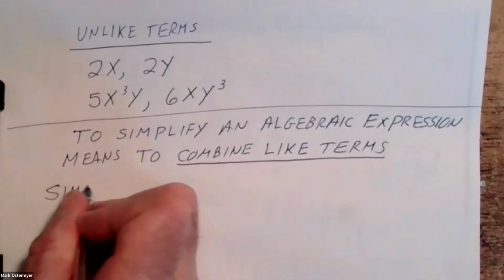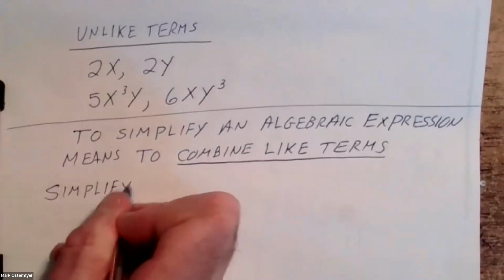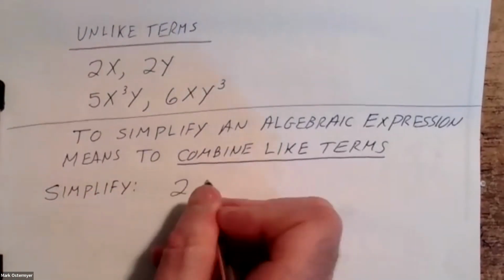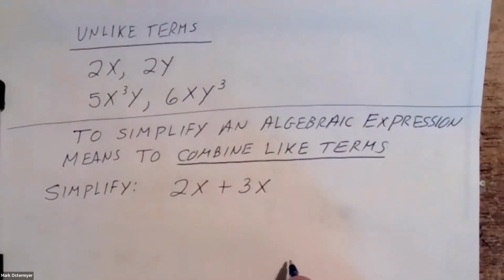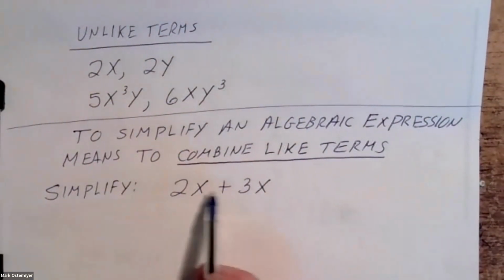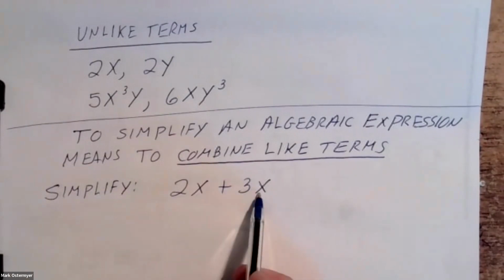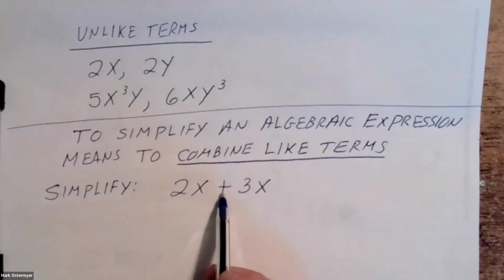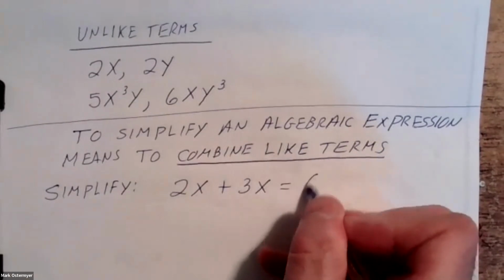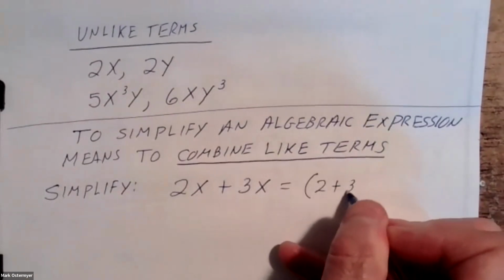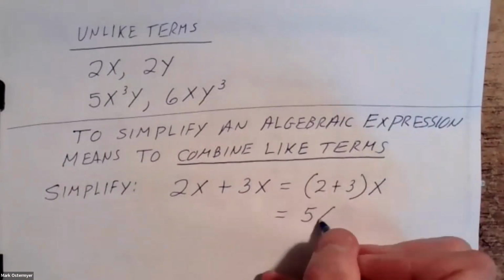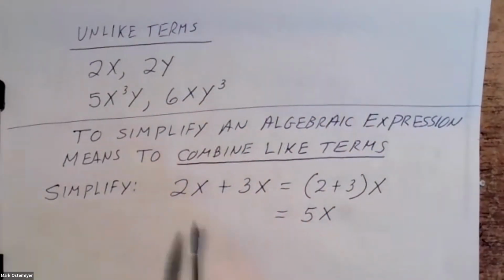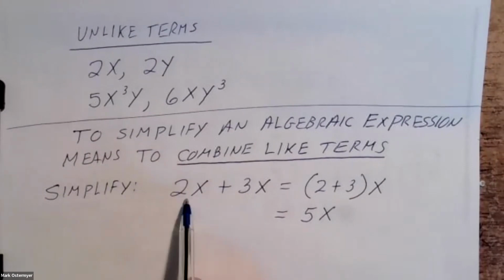So let's try to do a couple. Let's try to simplify 2x plus 3x. Well, these are like terms because the variable parts are the same. And so 2x added to 3x is going to be equal to 2 plus 3 of those x's, or is going to be equal to 5x. We have just combined some like terms to simplify this algebraic expression.